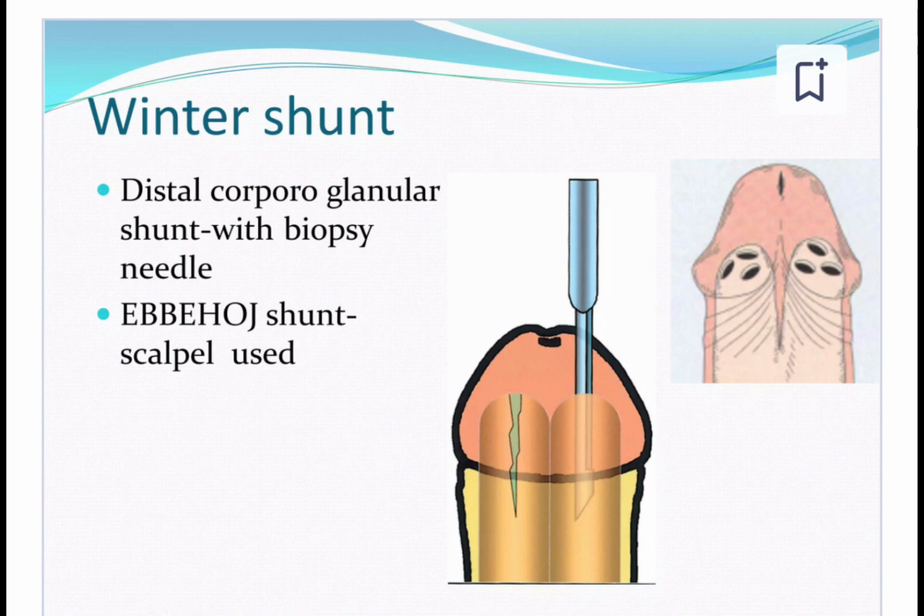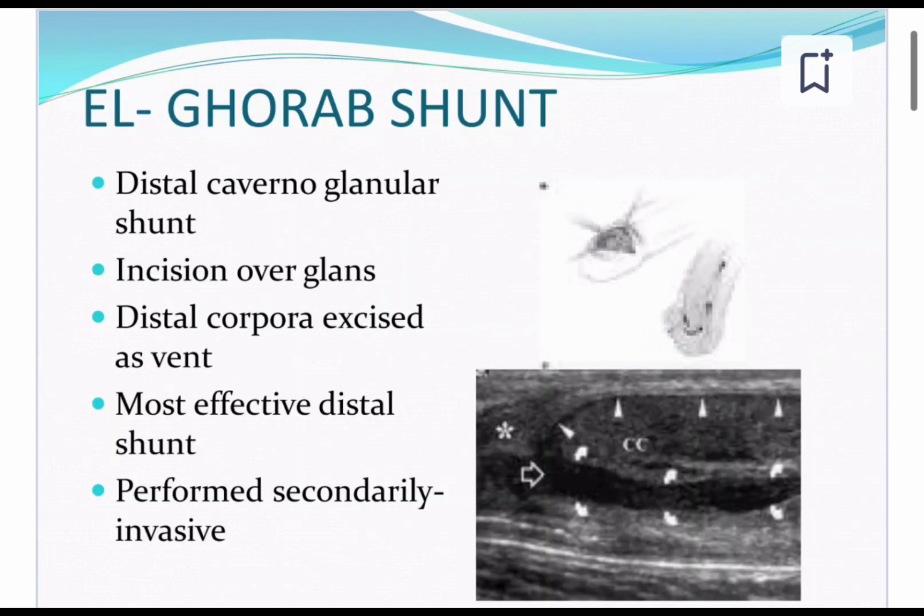The Ebbehoj shunt involves a scalpel through the glans and making multiple punctures through the distal corpora. So if we perform puncturing with the blade, that is called the T shunt, and if we perform it with a scalpel through the glans and make multiple punctures through the distal corpora, that is called the Ebbehoj shunt. The Al-Ghorab shunt involves a 2 cm transverse incision made in the dorsal glans of the penis, distal to the coronal sulcus. The proximal shunts involve the Quackels shunt and the Grayhack shunt.